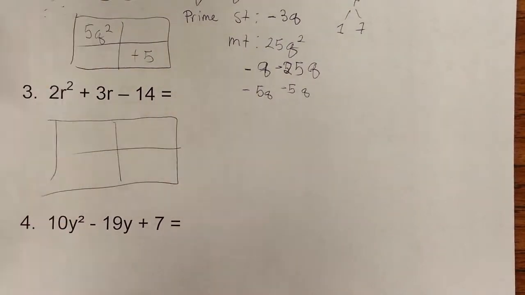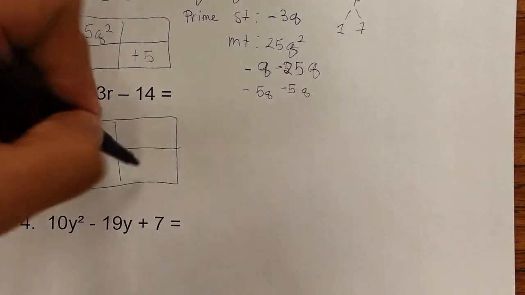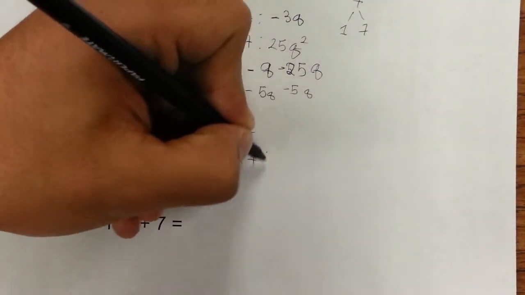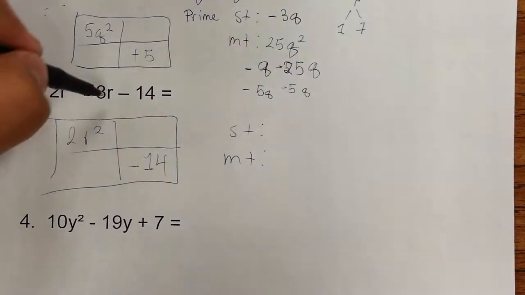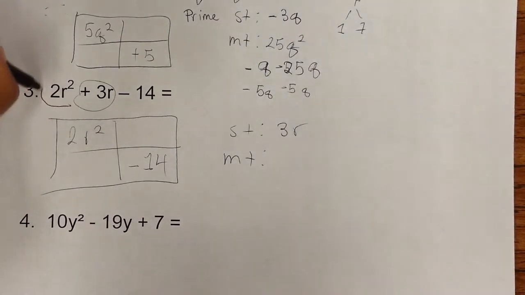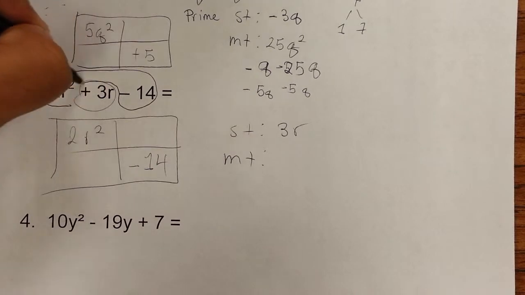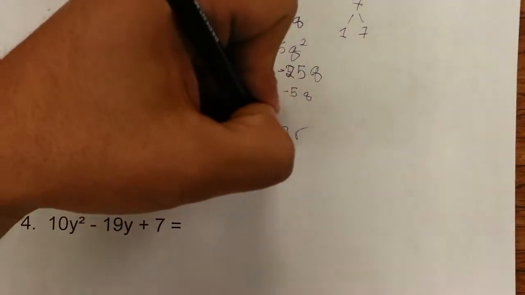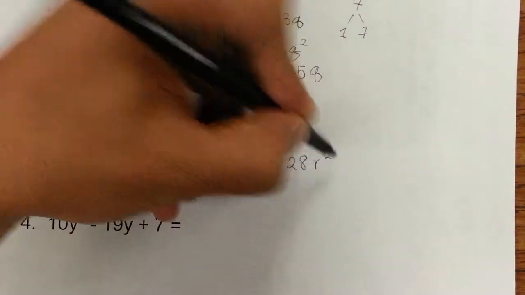Let's check it out. We've got the 2r cubed and the negative 14 that we can fill in. Sums to, multiplies to. We need to sum up to our middle term, which in this case is a positive 3r. We've got the 3r. And you need to multiply out to 2r squared times negative 14. We've got the 2r squared times negative 14 makes the negative 28r squared.